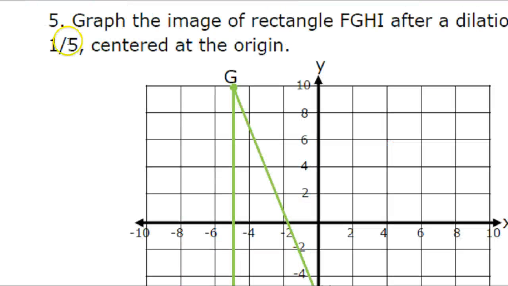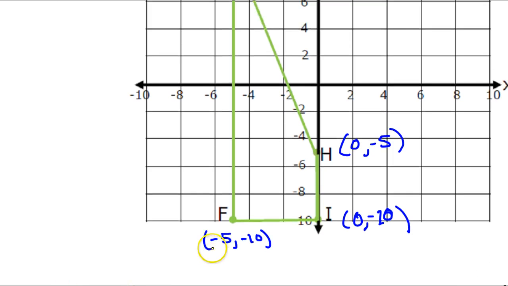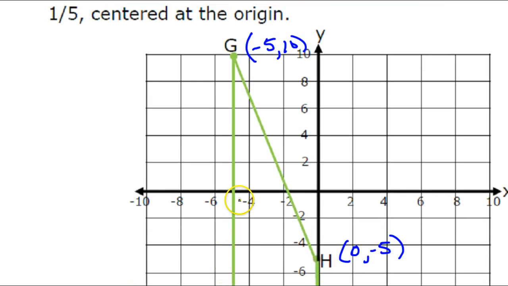All right, for number 5, we're supposed to do a dilation with scale factor 1/5. So that means we'll divide everything by 5. All right, so here are the coordinates of all the original vertices marked. So now, since we're doing 1/5, that means divide each of these by 5. So this is going to become -1, 2. So that would be right here. So that'll be G prime, -1, 2.